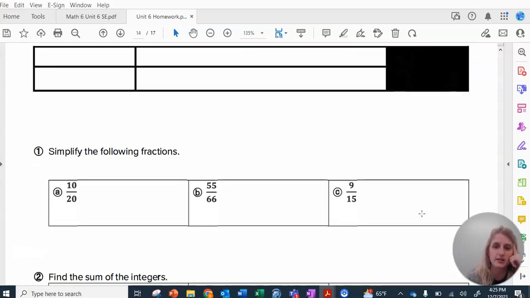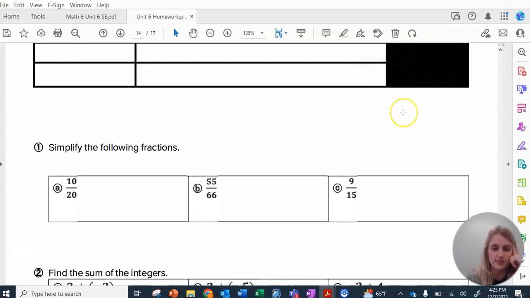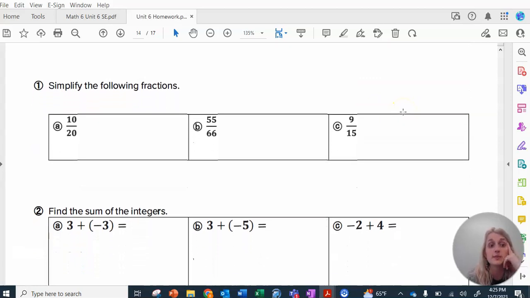Flipping to the back, I could not delete that thing at the top for some reason, so here we go. Simplify the following fractions. You know how to simplify. We've been doing it practically the whole year. Choose a factor you can simplify by 10, and then simplify your fraction.